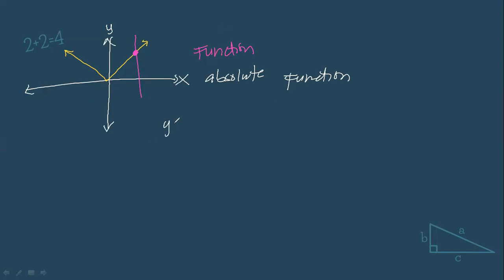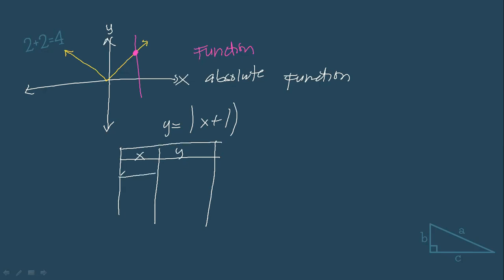So for example, we have y is equal to the absolute value of x plus 1. So, gawa tayo ng table of values kasi di ba sabi natin, one of the presentations of function is through table of values. So, sabihin na natin na this is the x, this is the y. Sabihin natin dito na this is negative 2, this is negative 1, this is 0, this is 1, and this is 2.